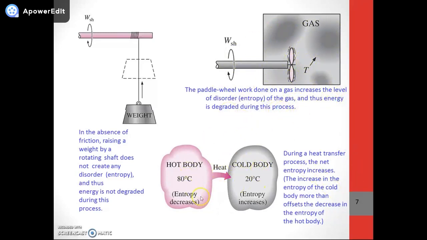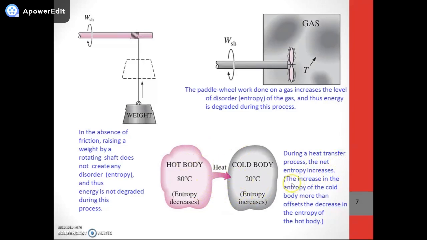This is a heat transfer process, the transfer of heat from a hot body to a cold body, from 80 degrees Celsius to 20 degrees Celsius. So where is the entropy? How is it involved in this process? During a heat transfer process, the net entropy increases between both of these bodies.